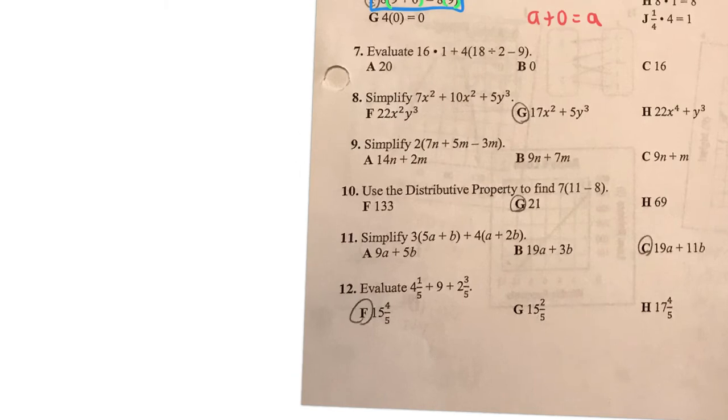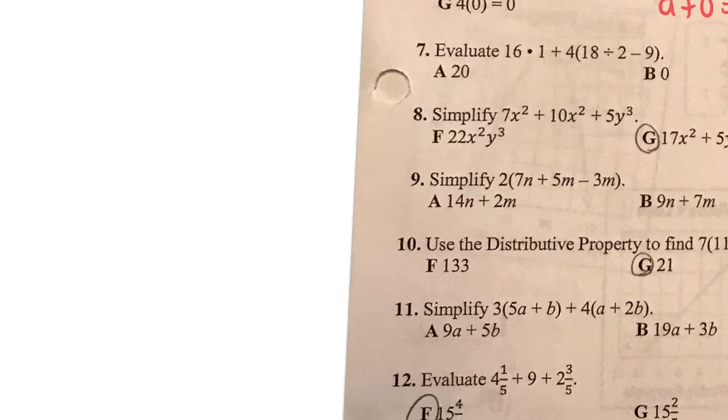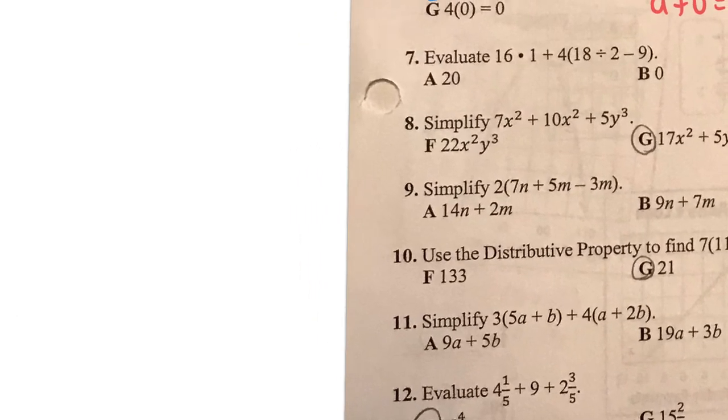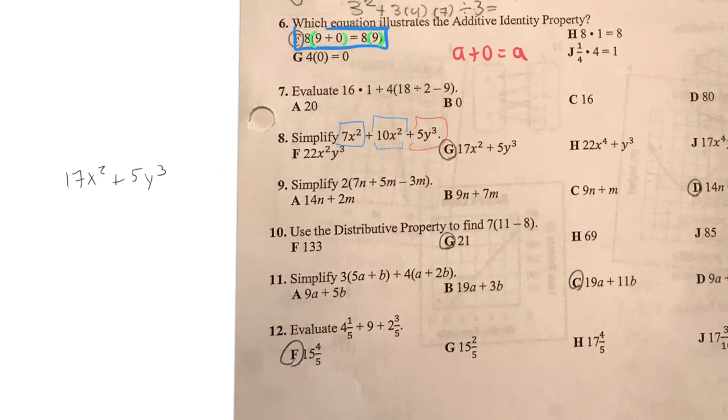Okay, problem number 8. Looking at problem number 8 now. Simplify all that. Well, we have like terms in the blue box. Guess what's not a like term? This is not a like term. Why is the blue box like terms? Because they both have the x squared. What do you do with like terms? Well, you add the coefficients. That's going to become 17x squared plus 5y to the third. You are done. That's it. That should be the answer.